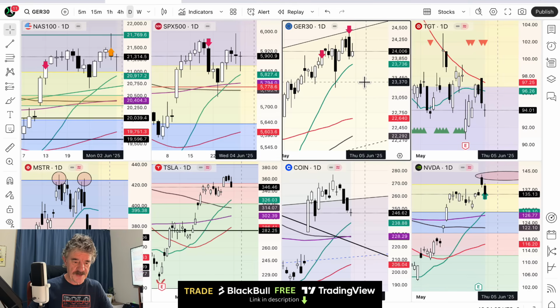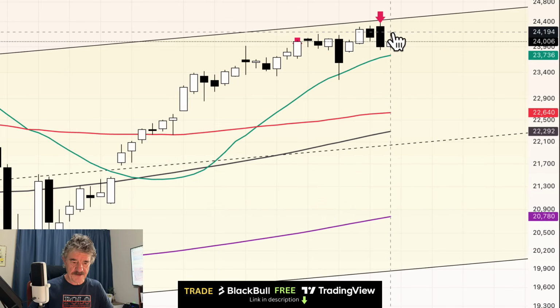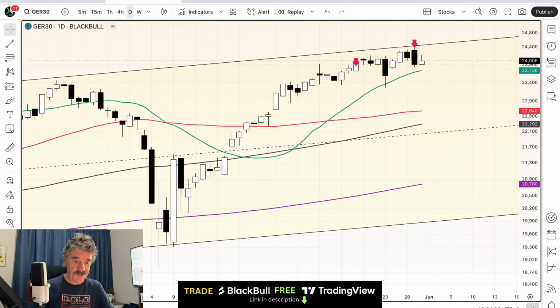Same on the German 30. We had a big bearish day on Thursday, and then on Friday we tried to move up a little bit and fell back right down. We've got two short positions, one from over there and one from right at the top of the channel where I said we'd sell if we reached it. We did reach it, so we sold.